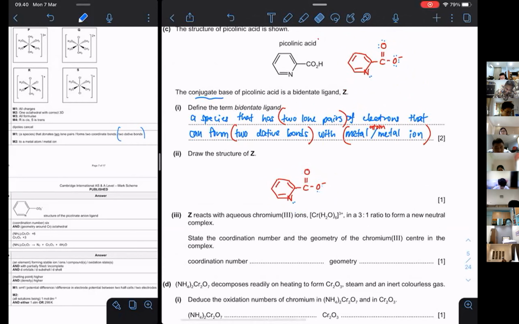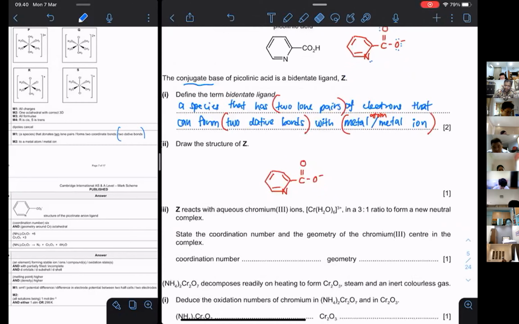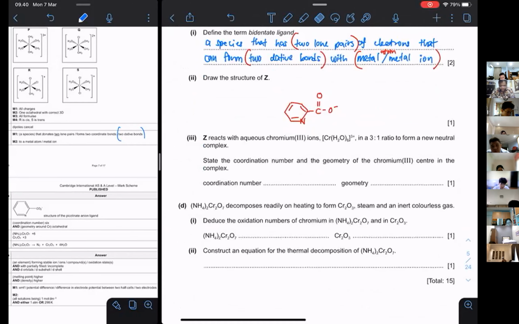But make sure the negative ion is shown. Now Z reacts, so this molecule reacts with aqueous chromium 3 ions in a ratio of 3:1 to form a new neutral complex. So ratio 3:1. There are three compounds on Z with one molecule of chromium ion.